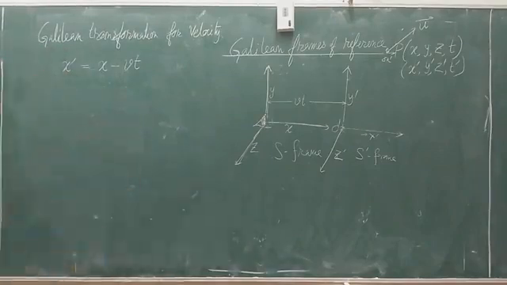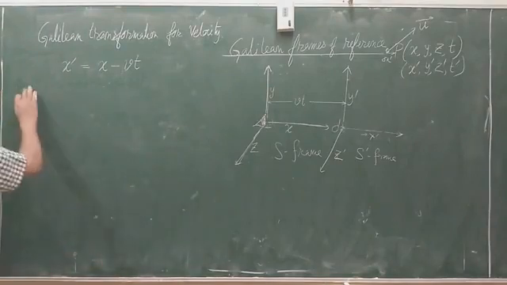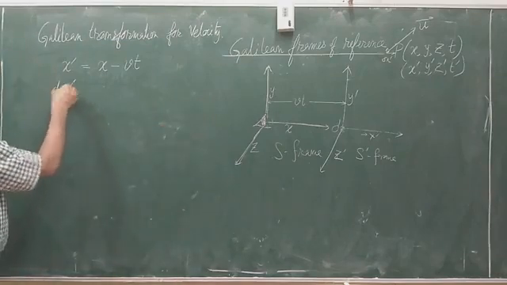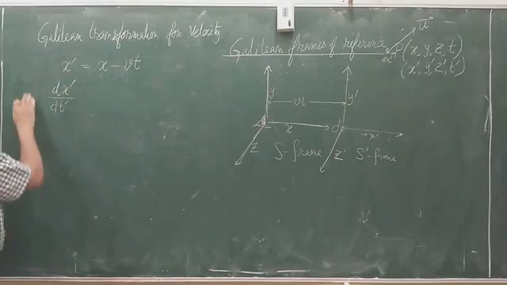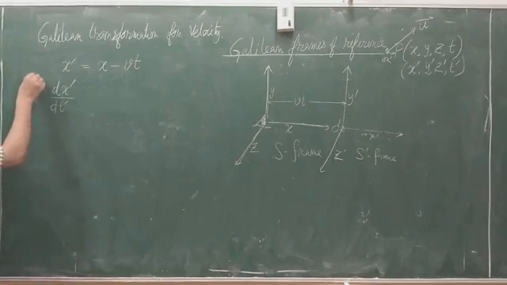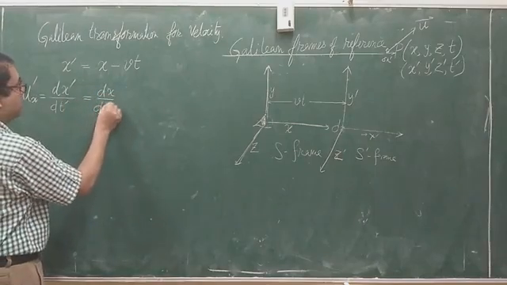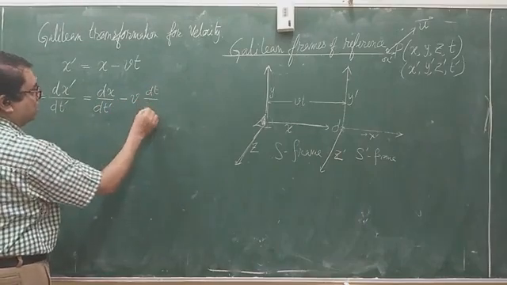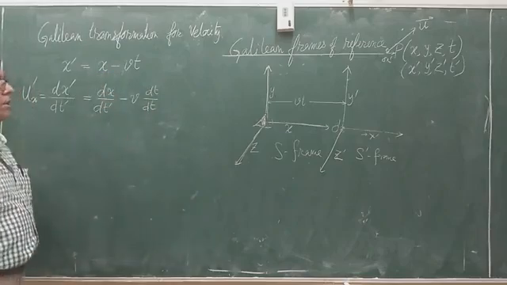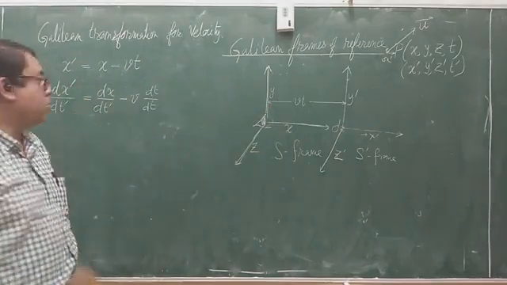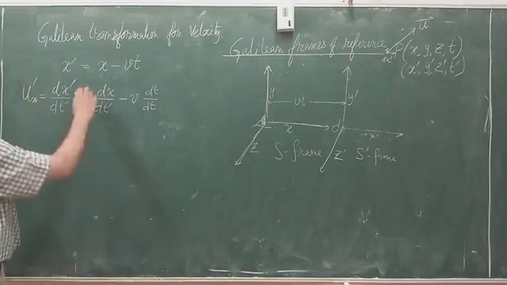We know in the Galilean transformation this is true. In order to get the x component of the velocity in the S dash frame, I will find the derivative of x dash with respect to t dash, which I will call ux dash. This is nothing but dx by dt dash minus v. Why does v come out? Because v is a uniform, constant velocity. As time elapses, this velocity is not going to change, so it comes out.